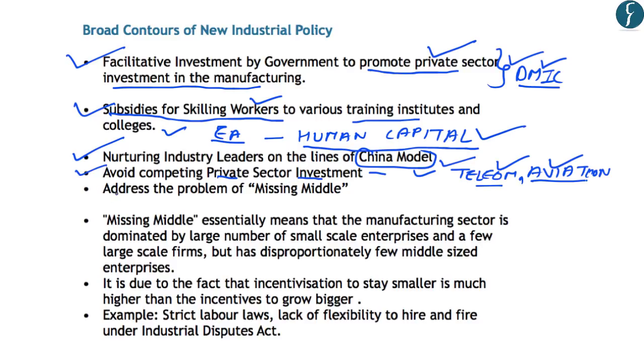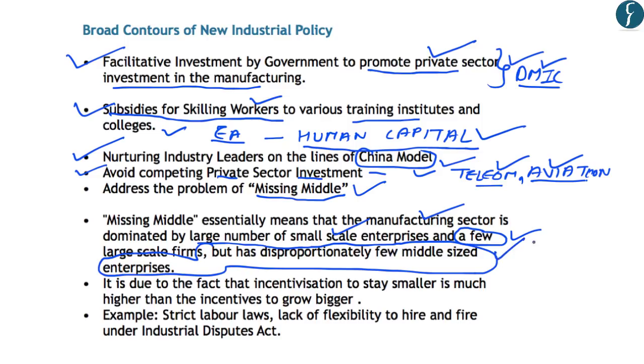Further, the manufacturing sector in India has been characterized by the problem of missing middle. And this was also named as the Chakravyuh problem in the economic survey. Now, what is meant by this missing middle? So this essentially means that the manufacturing sector is dominated by a large number of small scale enterprises or the MSMEs, and there are only few large scale firms. So there are a large number of small scale enterprises and only a few large scale enterprises. However, there are disproportionately low or few middle sized enterprises.